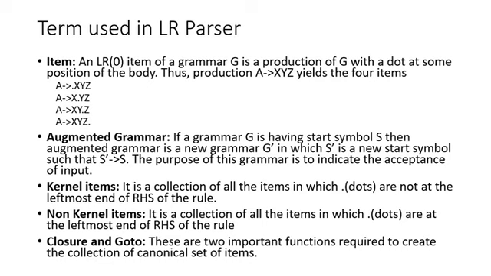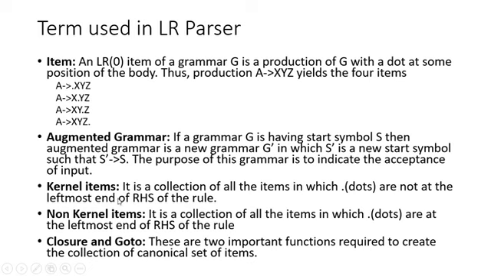Now we'll come to this a little later. We'll understand more details of this. In this case, for example, if the grammar is A derives XYZ, then the augmented grammar will have just one more line on the top. It will be A dash derives A. That will give you the augmented grammar.